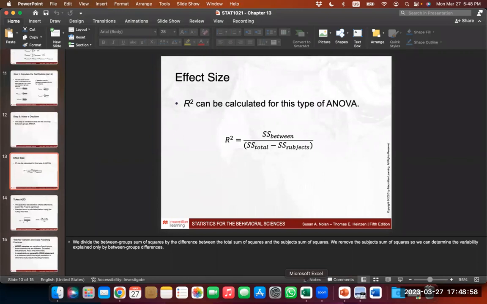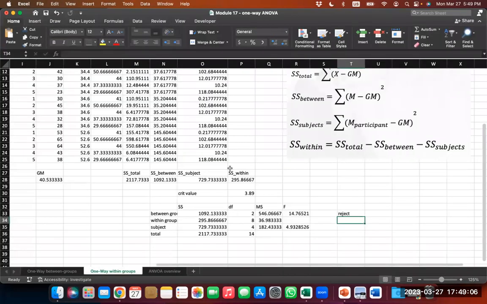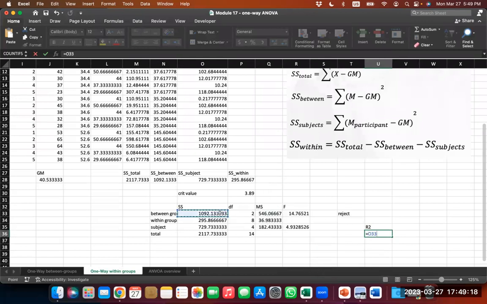The R squared is basically calculated as sum of squares between divided by sum of squares total minus sum of squares subjects. Sum of squares between divided by sum of squares total minus sum of squares subject. That's just an R squared of 0.78, which emphasizes what I said before, the tremendous difference between the groups.